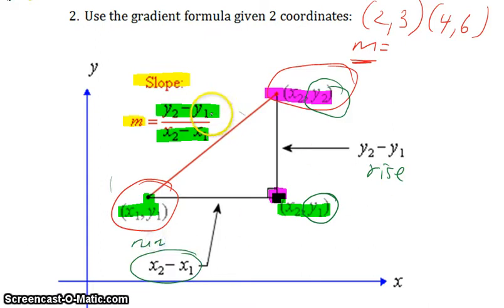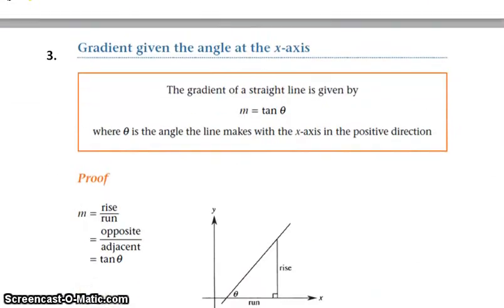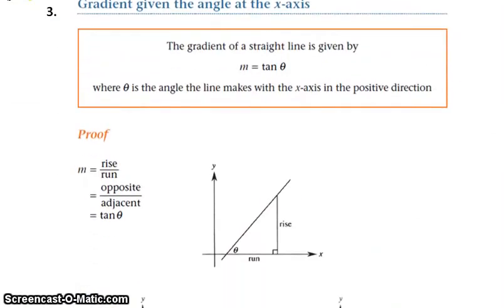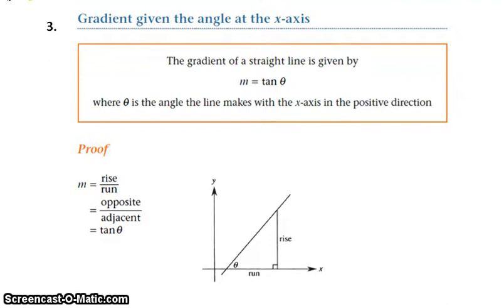And when you label your points x1, y1, x2, y2, you don't have to plot them and make a triangle and figure it out. You can just use the formula and plug it in. Okay, and we've done that a lot last year. The other thing that I introduced you to last year was also the gradient given the angle at the x-axis.